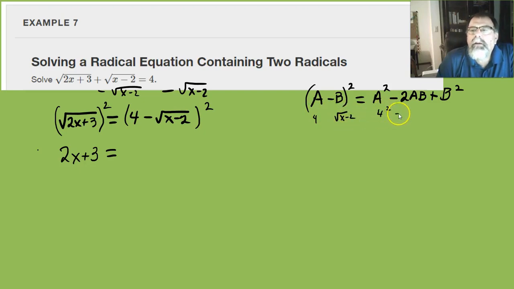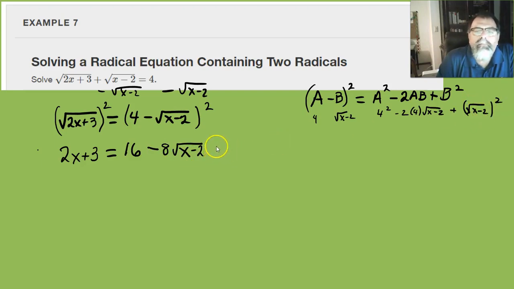So think of the 4 as the a, and the square root thing is the b. So we're going to do 4 squared minus 2 times 4 times the square root thing, plus the square root thing squared. When we multiply this out, we get 16 minus 8 square root of x minus 2. And here the square and the square root cancel, and we just get x minus 2. All right, so now our resulting equation has a radical in it. So we've got to start over at step 1. We want to isolate this radical.